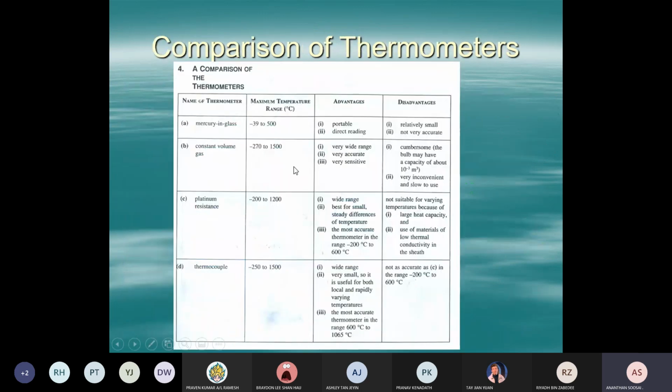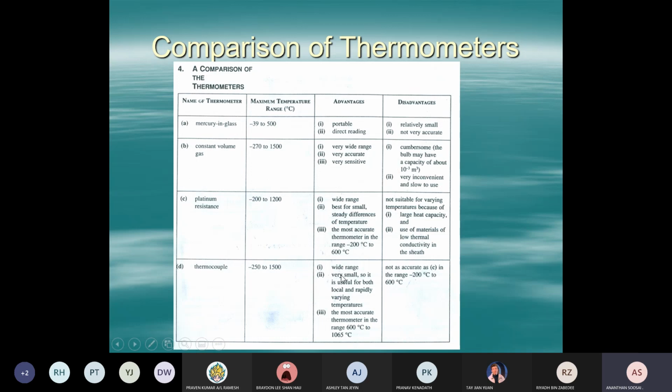So for advantages and disadvantages, we go to this table. The D is the thermocouple. The range is quite the same as the constant volume gas thermometer, up to 1500 degrees Celsius. The advantage is a wide range, the same as the constant volume gas thermometer.